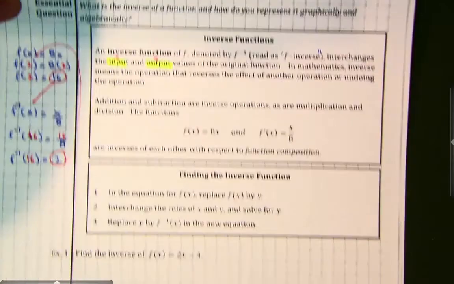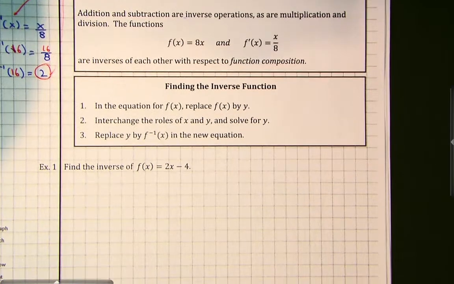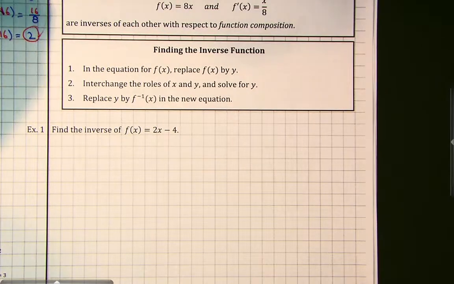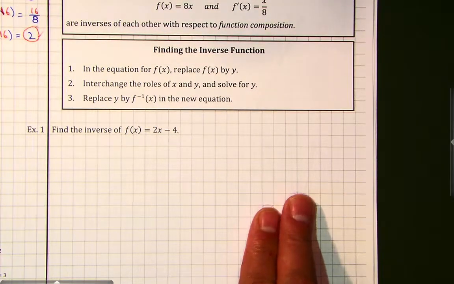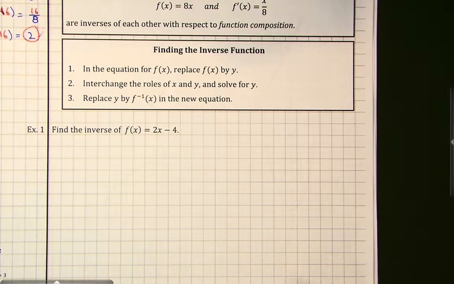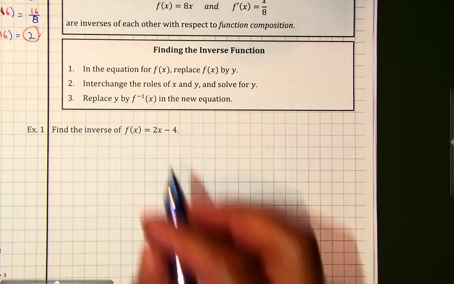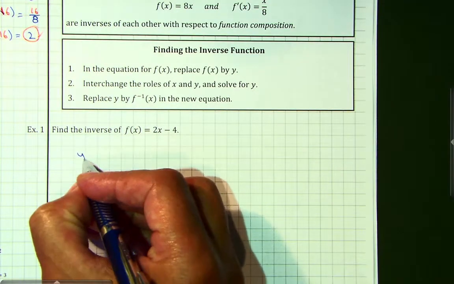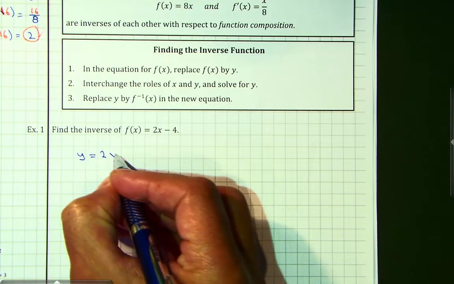So let's go through example number 1. Go ahead and copy it down, and we'll start once you are ready. Go and pause it. So to find the inverse, first we're going to replace the f of x with y. So we'll end up with y equals 2x minus 4.